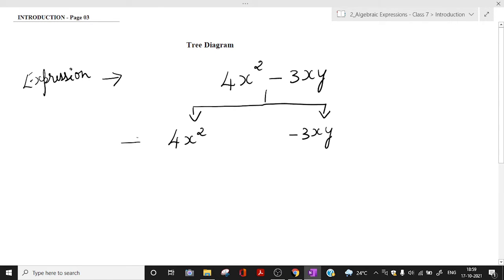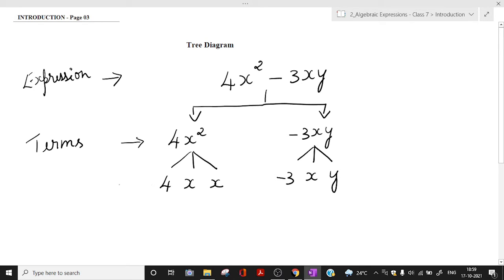What are these? These are nothing but terms. And how many terms are there in this expression? There are two terms, 4x squared and minus 3xy. Now what are terms made up of? Terms are made up of the product of the factors. So which are the factors of the term 4x squared? 4 into x into x. And what are the factors of the term minus 3xy? We have minus 3, x and y.